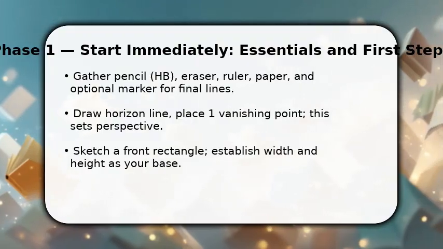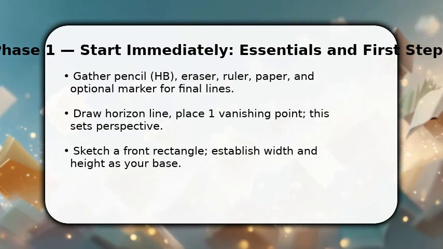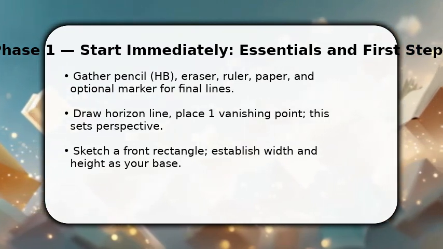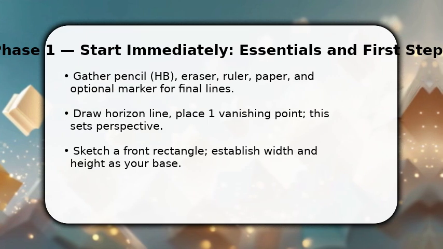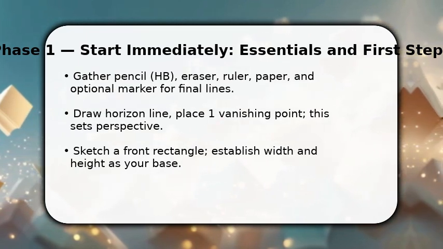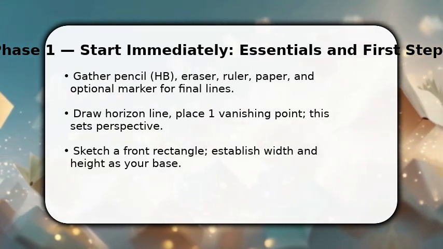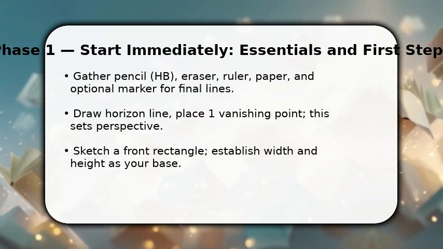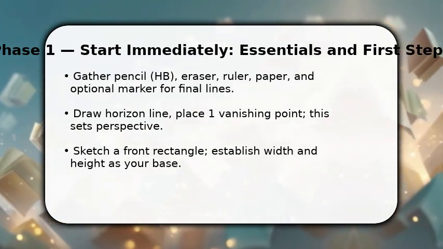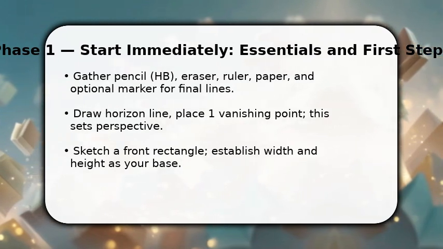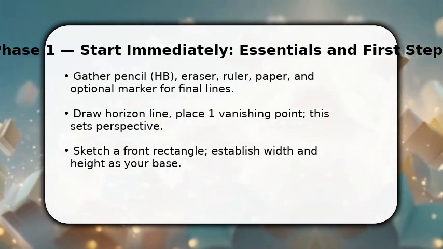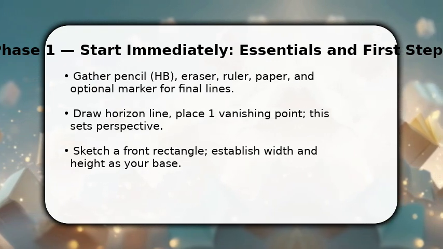You have tools ready. Start by drawing a horizon line and a single vanishing point. This controls all depth. Use a ruler to draw a front-facing rectangle. That rectangle is the house face, so make its proportions deliberate. Once done, draw light guidelines from each corner toward the vanishing point to show depth. Make sure to keep strokes light because you will erase them later.